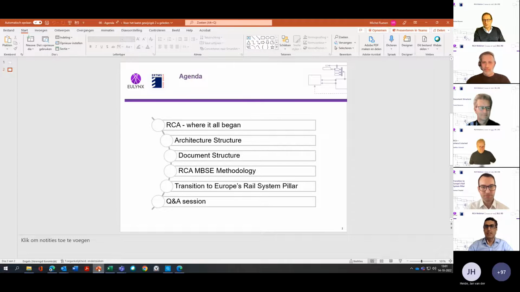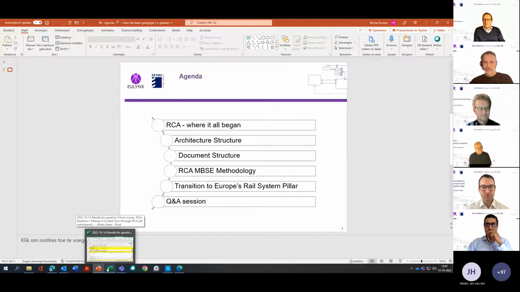Then we will have a presentation by Davinda Bhatia about the architecture structure, followed by a presentation by Frank Skoran about the document structure. These two are basically the what is in RCA. Then Oliver Lemker will explain the methodology, the how of RCA. Of course, the future is also important, and that is the transition to the Europe's Rail system pillar, which is what's next for RCA. After these presentations, you will be in a position to ask your questions, and hopefully we can provide you with answers.